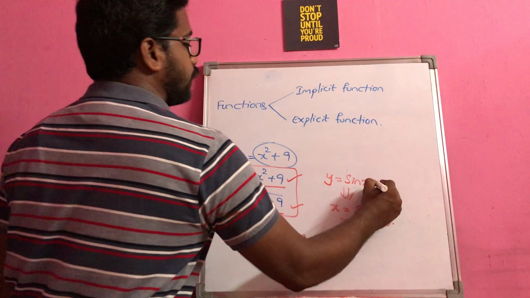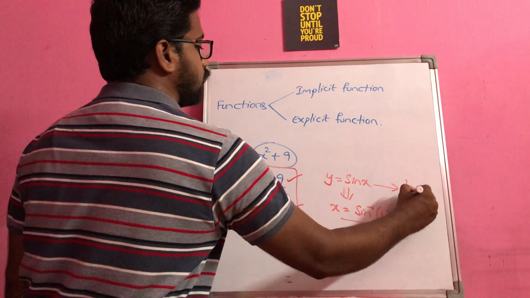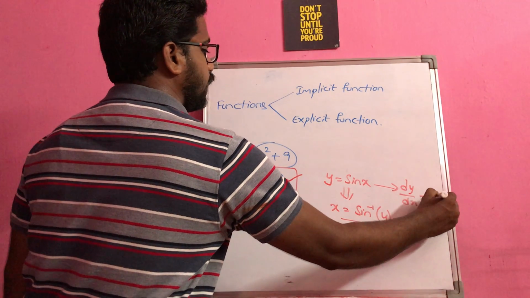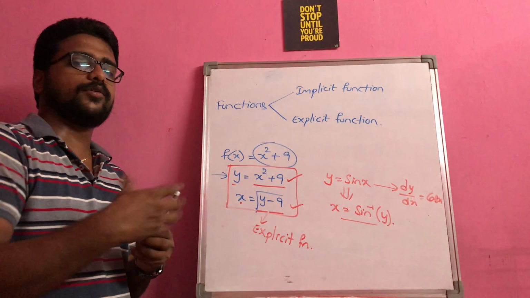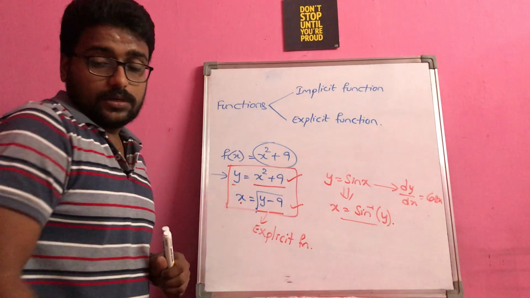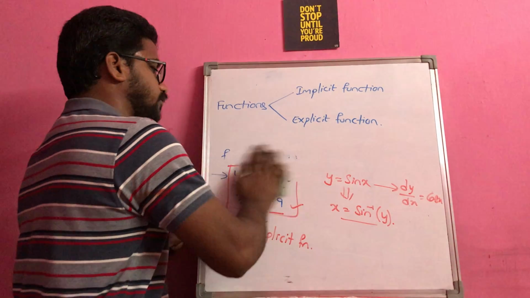So if I ask you to find the derivative for this, directly you will say the answer for me, dy by dx is cos x. And even for this also, if you apply derivative, you will get an answer, right? Now let us talk about the implicit functions.